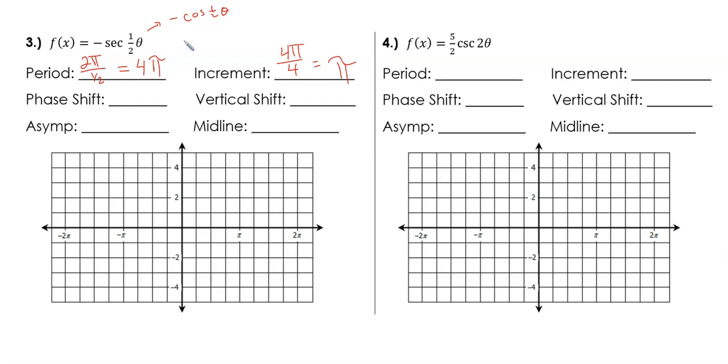Our phase shift, we're still not adding or subtracting, so our phase shift, vertical shift, and our midline are all still at 0. And then again, our asymptotes are going to be that period divided by 2, 4 pi divided by 2. So my asymptotes are going to be every 2 pi.